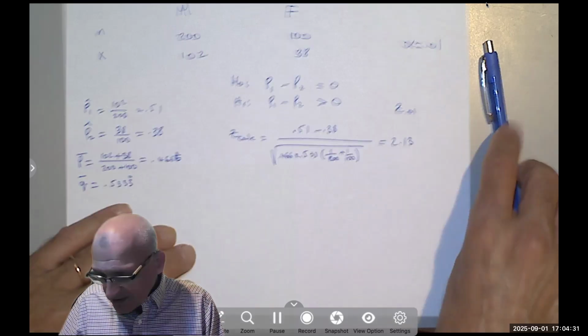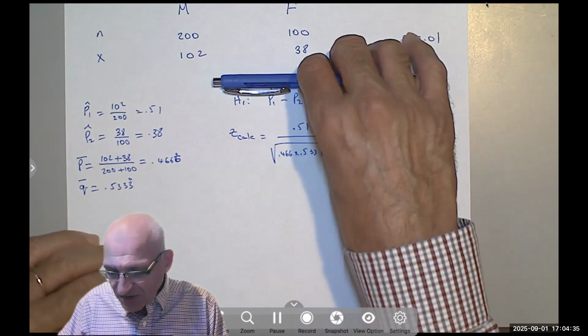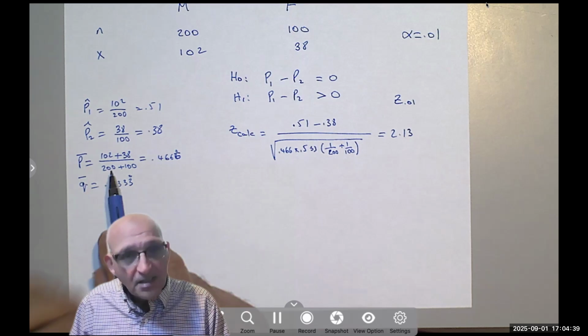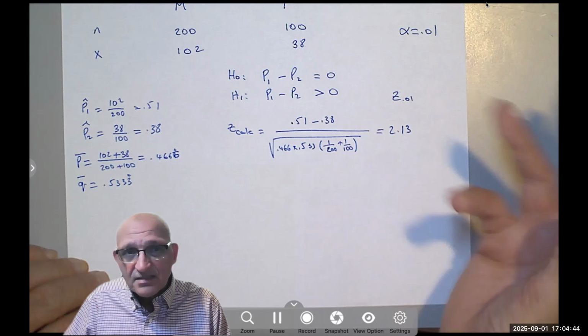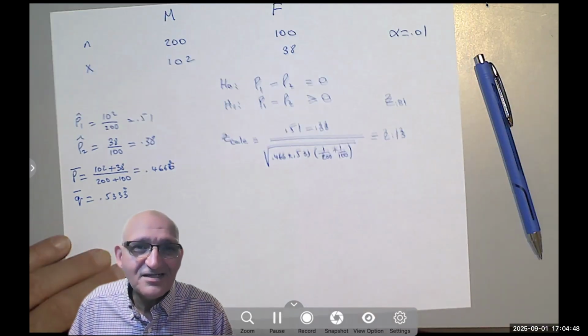But for now, I think it's clear. It's so easy because we assume that the proportions are the same. So p hat or p bar is easily calculated. You just add the x's over the n, and the rest is history, as they say, right?